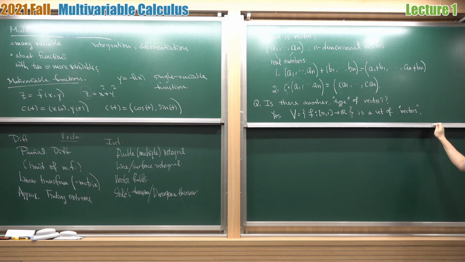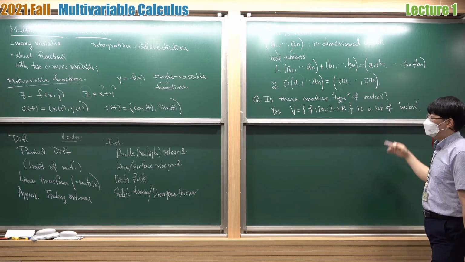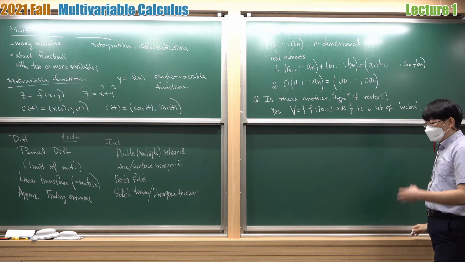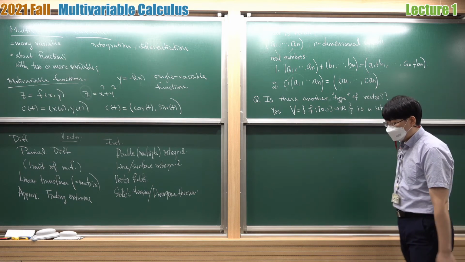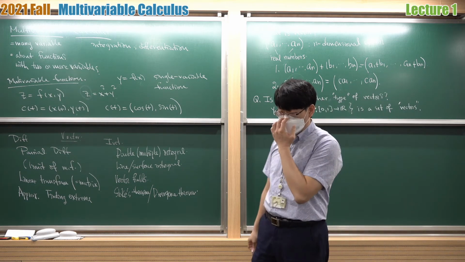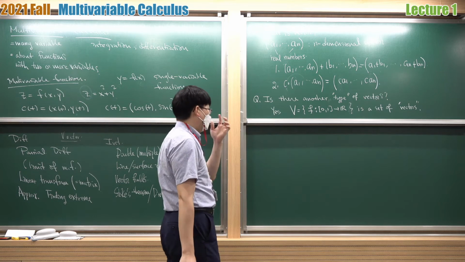It's a set of vectors. It's a function, but it can serve as a vector. Find out why it happens, why it makes sense. There is an abstract definition of vector space and vectors. You can Google it and easily find out what that is.